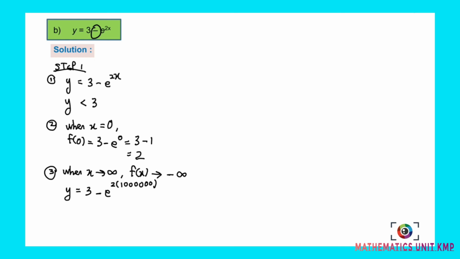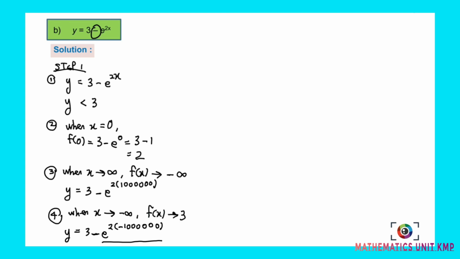Okay, last step, step 4. When x approaching negative infinity, 3 minus e to negative infinity. Alright, you calculate yourself. This already approaches 0. When it approaches 0, only 3 is left. So f(x) approaching 3. Do you understand the four steps?